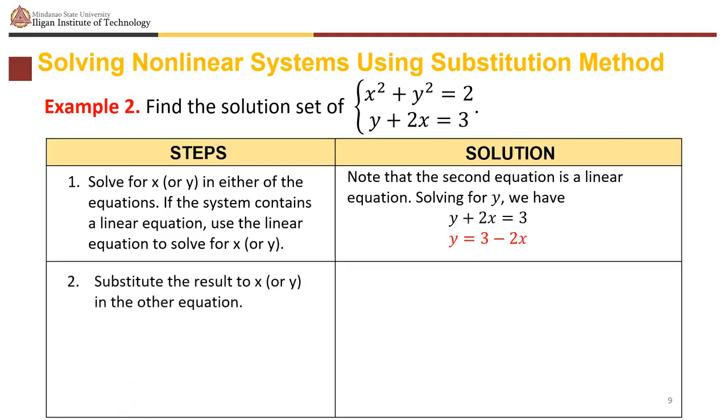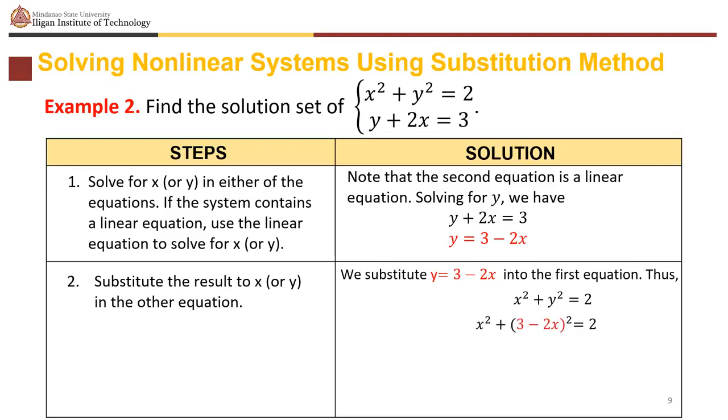From 3 minus 2x, we can now go to the second step. Substitute the result to x or y in the other equation. In this case, we substitute y equals 3 minus 2x into the first equation. So we now have x squared plus y squared equals 2. When we substitute y equals 3 minus 2x, we will have x squared plus the quantity 3 minus 2x squared equal to 2.